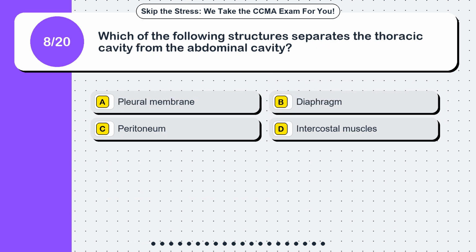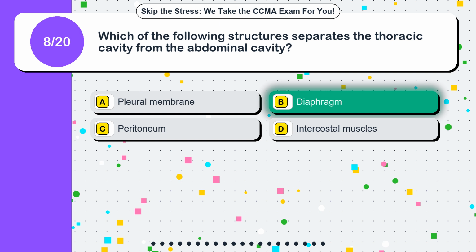Question 8. Which of the following structures separates the thoracic cavity from the abdominal cavity? Option A. Pleural membrane. Option B. Diaphragm. Option C. Peritoneum. Option D. Intercostal muscles. The correct answer is option B.